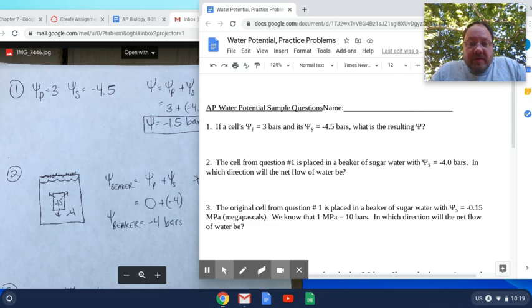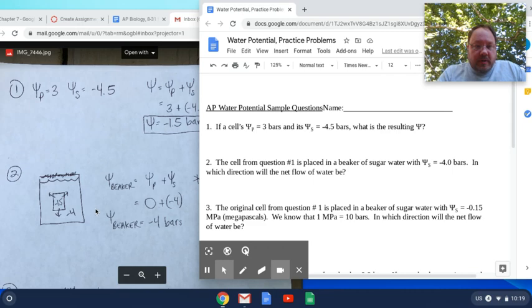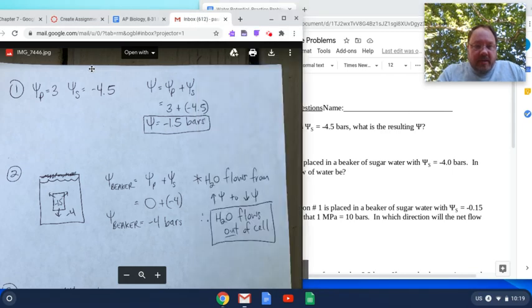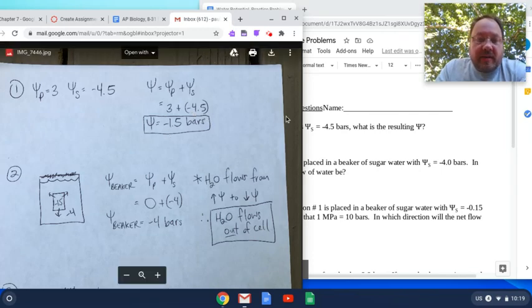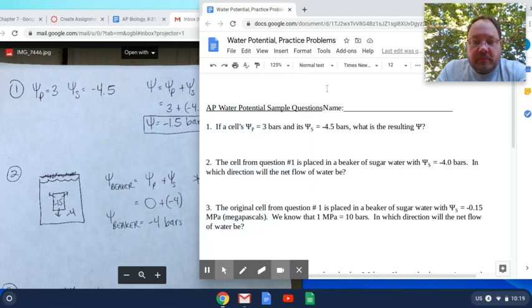So let's look at the first problem here. It says if a cell's pressure potential is 3 bars and its solute potential is negative 4.5 bars, what's the resulting water potential? Well, let me toggle back here. So we know that water potential is pressure potential plus solute potential. So if we have a pressure potential of 3 and a solute potential of negative 4.5, then the overall water potential ends up being negative 1.5 bars.